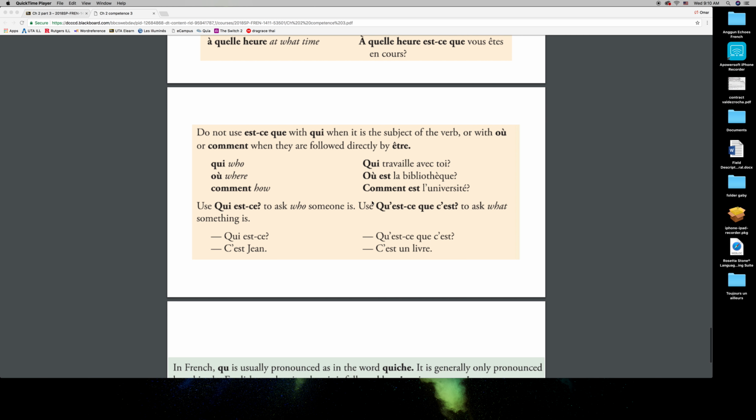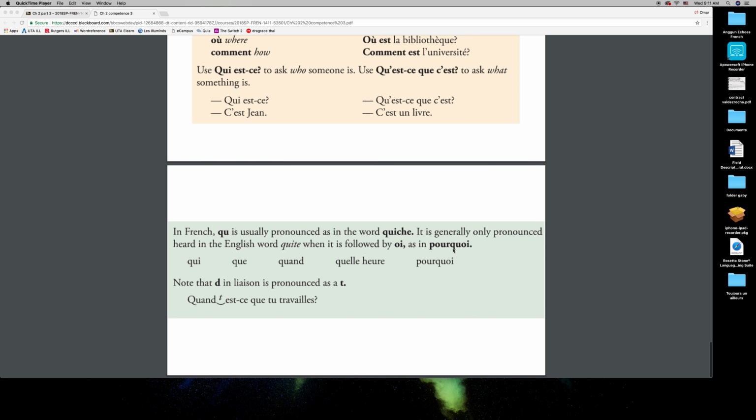And qui does use est-ce, but when it's the subject, if you're looking for the subject of the sentence, like who works here, right? He works here. He meaning the answer is the subject of the sentence, then you do not use est-ce que, right? You use qui est, which is c'est inverted, to say who is it. Qui est? C'est Jean. And to say what is it, you say qu'est-ce que c'est. Qu'est-ce que c'est? C'est un livre.